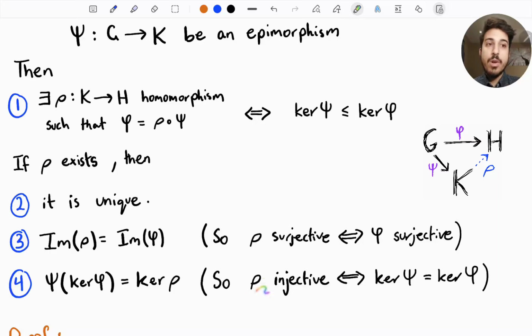So in particular, rho is injective if and only if the kernel of psi is exactly equal to the kernel of phi. So notice here that to have an existence, we need to have the inclusion of the kernel of psi inside the kernel of phi. But furthermore, if we have that rho is injective, then this inclusion becomes an equality. So let's get down to the proof.